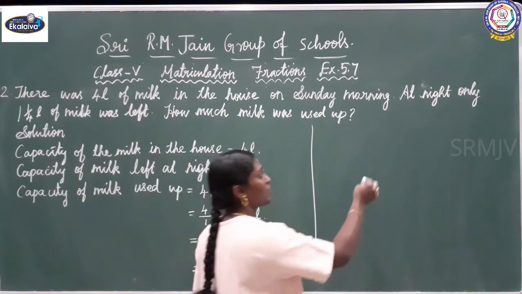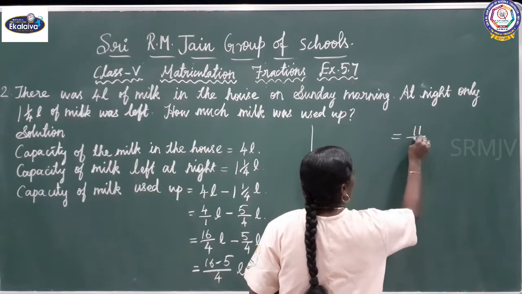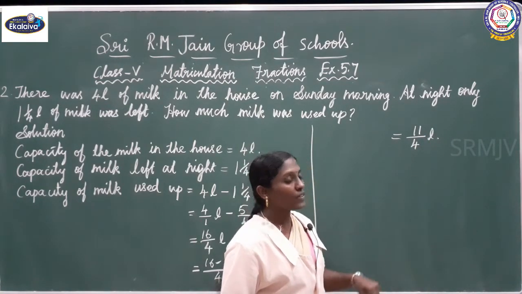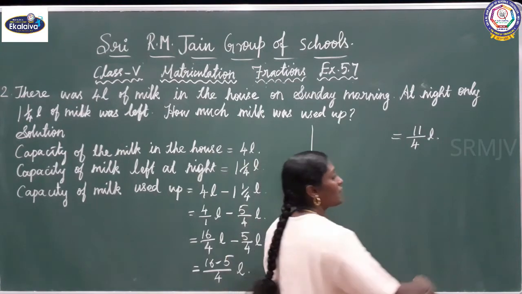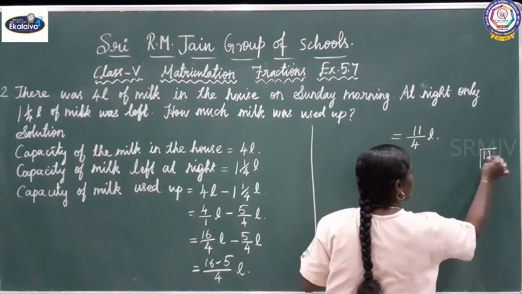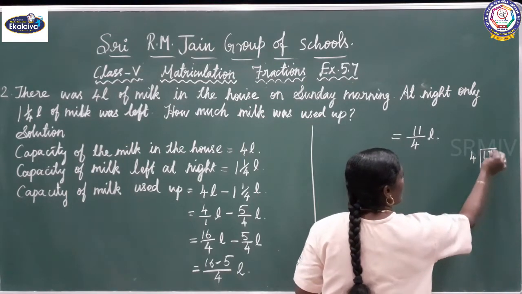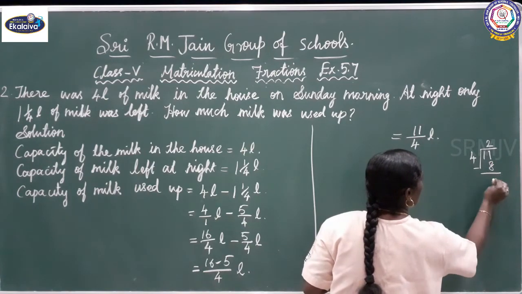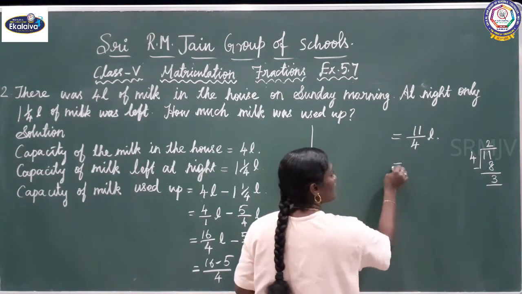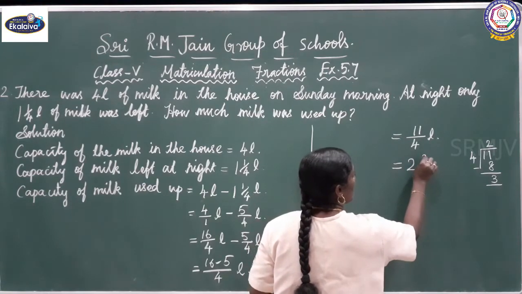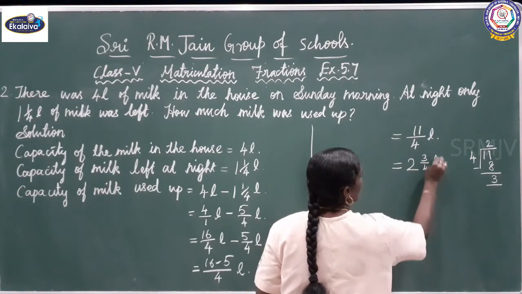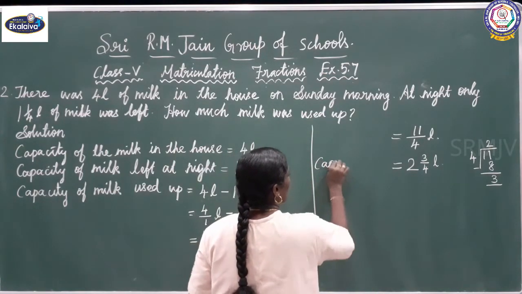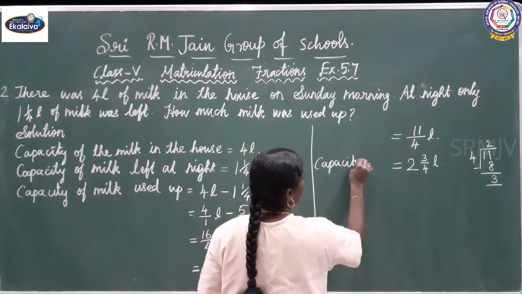Now 16 minus 5 we will get 11, 11 by 4 liter. Here it is an improper fraction, so we have to convert it into a mixed number. For that we have to divide the numerator by the denominator. In 11, 4 2s are 8. We have to subtract 11 minus 8, 3. So we have to write in the form of quotient, remainder by divisor. So it is 2, 3 by 4 liter. This is the capacity of milk used up.